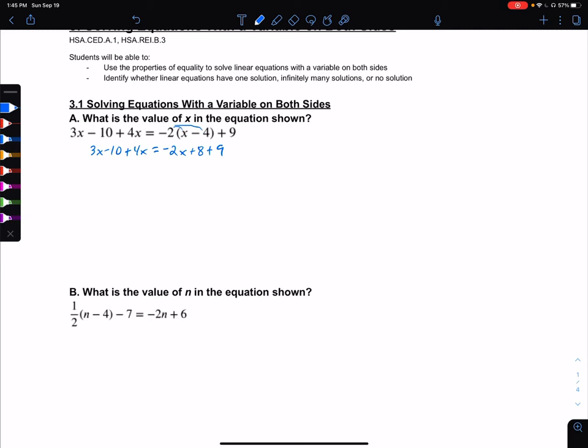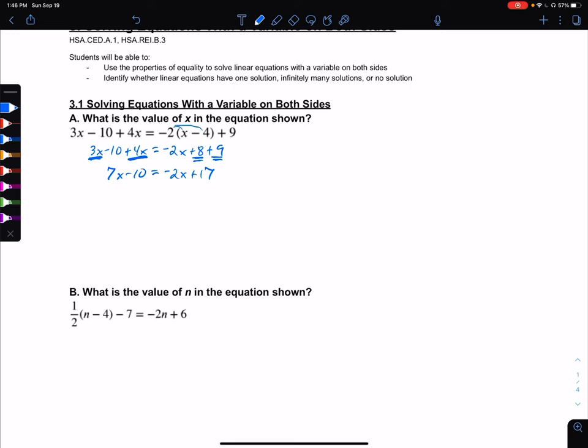So from here, I want to start combining like terms if I can. You could also start moving things from the left to the right side and undoing operations, but it's a good idea to combine terms on the same side before you start moving things around. So I'm going to look at this 3x and this 4x. Those are like terms, so I'll put those together. 3x plus 4x would be 7x. The minus 10 just comes down. And on the right side, 8 and 9 are like terms, so I'm going to add those up. So I get negative 2x plus 17.